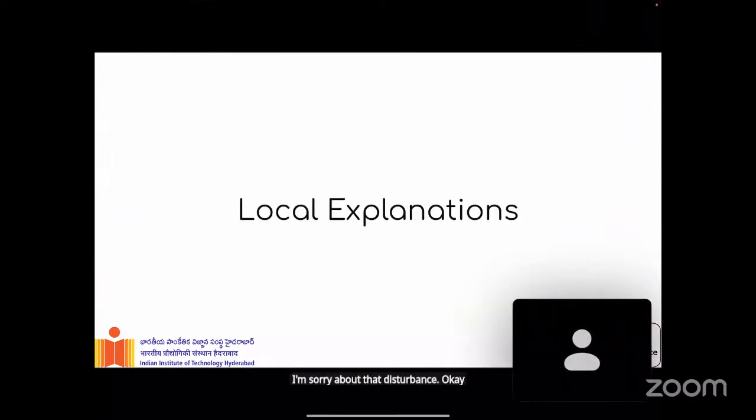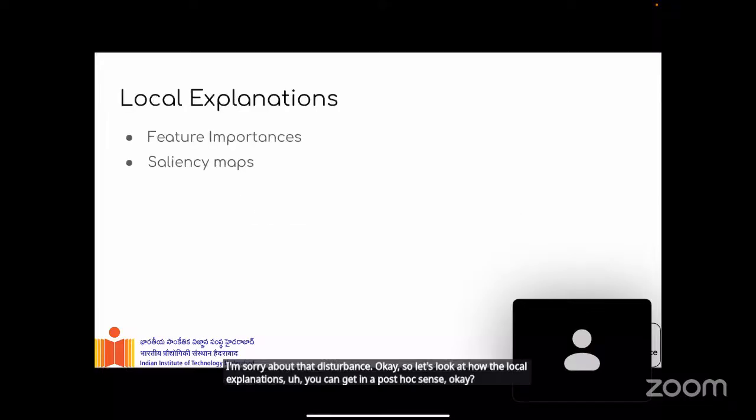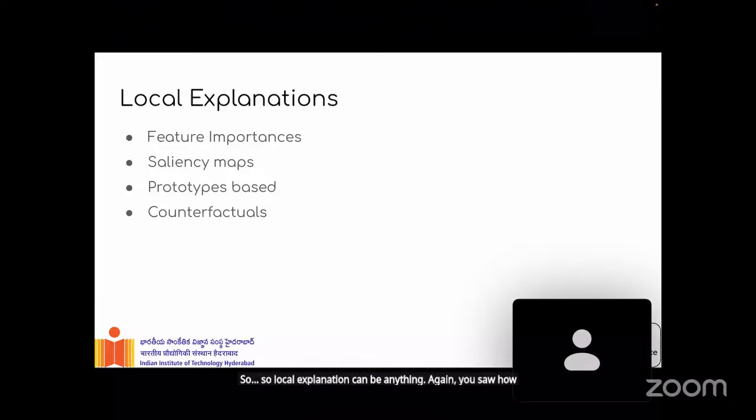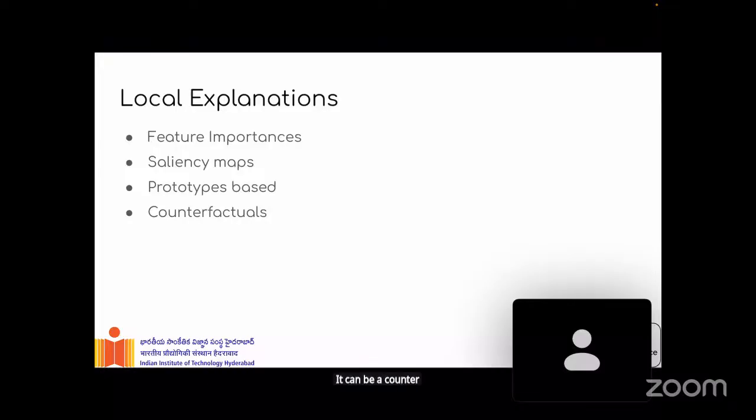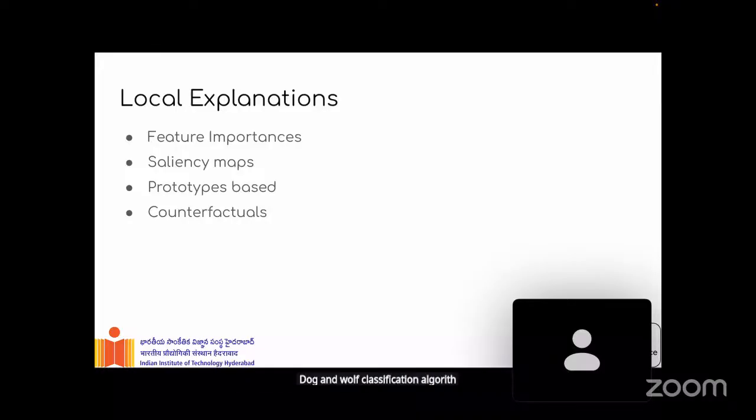So let's look at how you can get local explanations in a post hoc sense. Local explanation can be anything. Again, you saw what the possible explanations are. It can be feature importance. It can be a counterfactual. Counterfactual means flipping some of these inputs can change the output of the model, right? That loan application, by increasing the annual salary, by increasing the credit score, the loan decision can be changed, right? Saliency maps is that dog and wolf classification algorithm, where it highlighted the salient, important parts of the input.